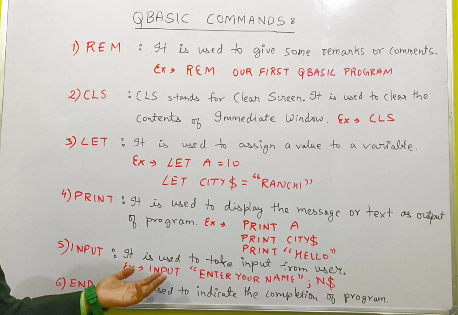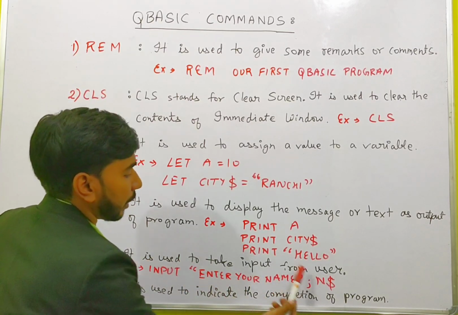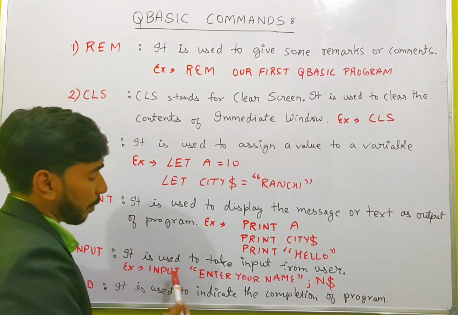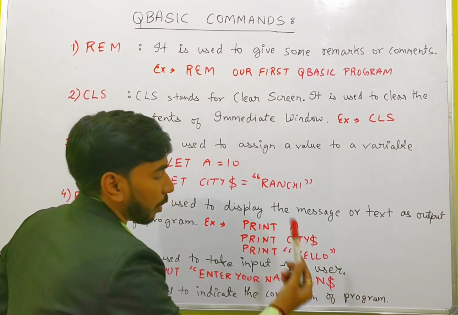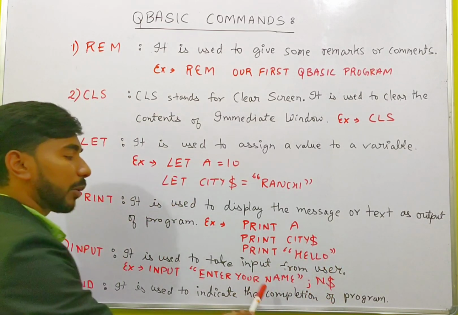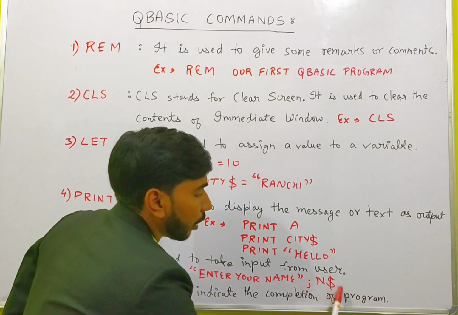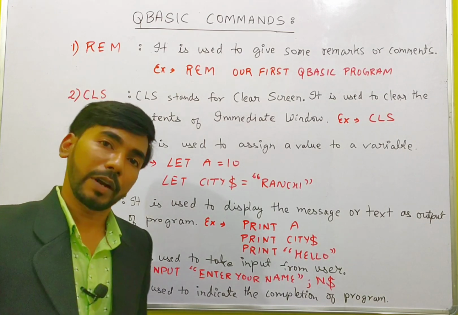For example, INPUT "Enter your name"; n$. I have written Enter your name in double quotation. That means it will display the same message. The message Enter your name will be displayed, and I have written a semicolon and n$. So whatever name is entered by the user, it will be stored in the n$ alphanumeric variable. Okay, so I hope you have understood this much.